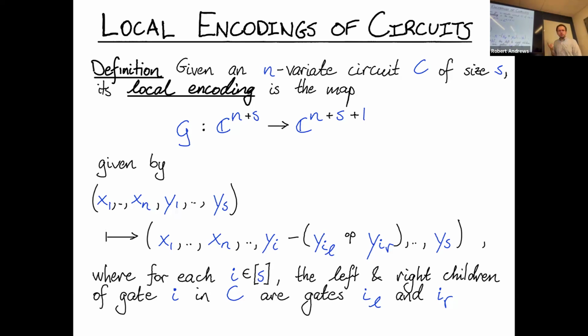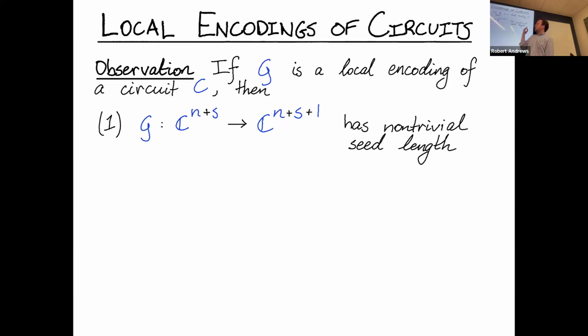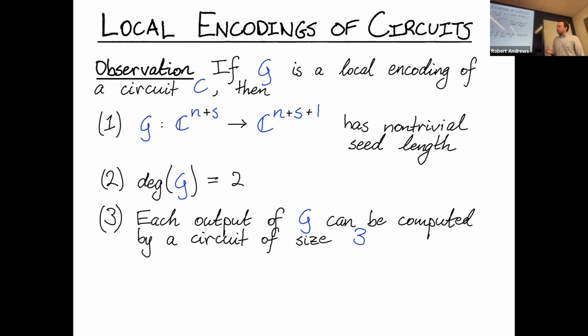Okay, so let's observe that this might be an interesting generator. What kind of parameters do we get from it? If G is a local encoding of a circuit, well, for one, this generator would have non-trivial seed length. It gets a stretch of 1, and it turns out getting stretch 1 is enough for the parameters I claimed earlier. It has degree 2: every output was just some either degree 1 or degree 2 function of the inputs. And here's the thing we wanted: each output can be computed by a circuit of size 3. That's this NC0 thing.